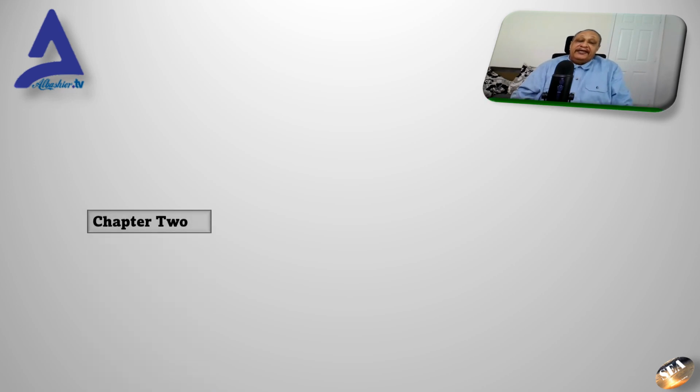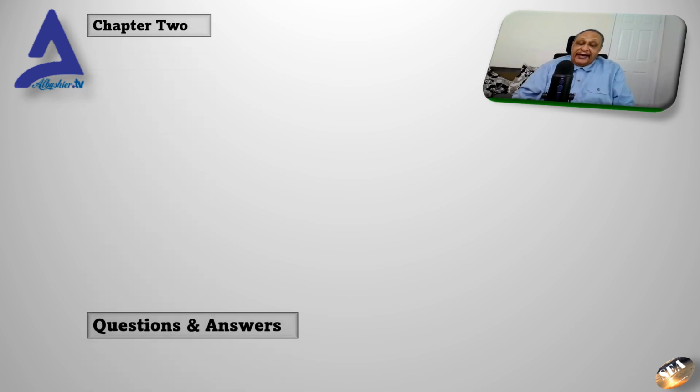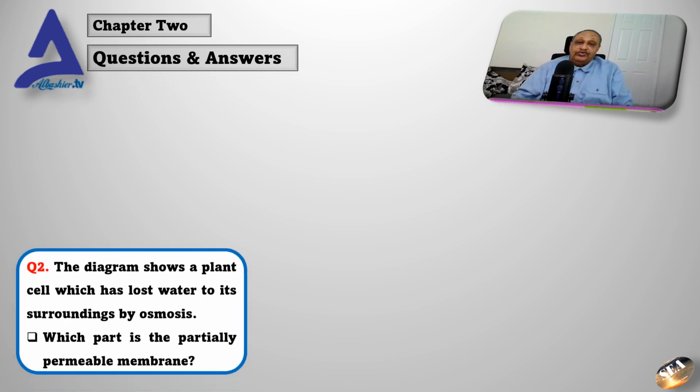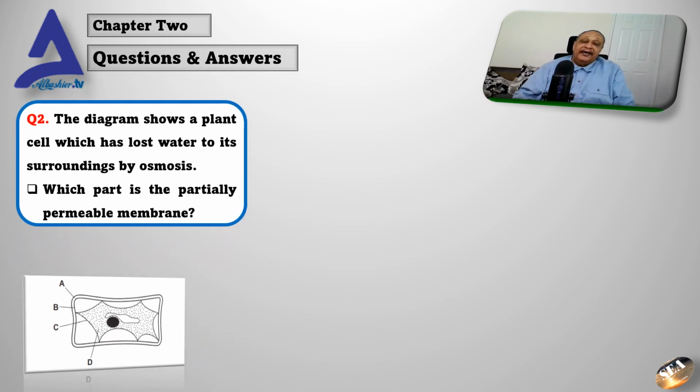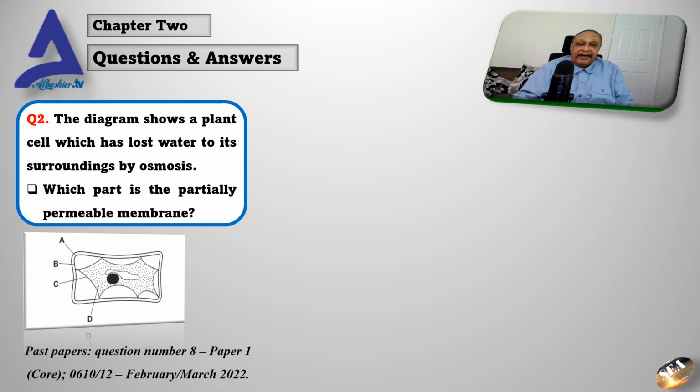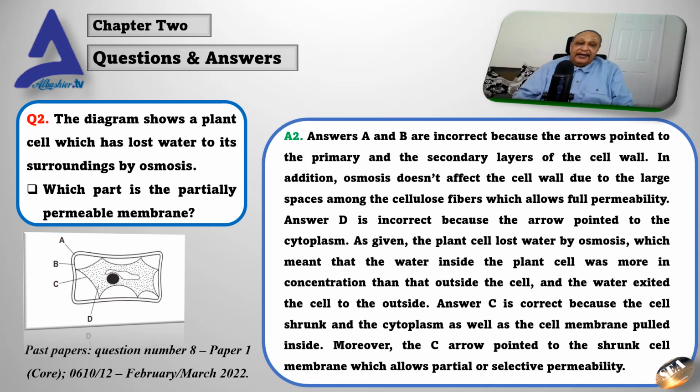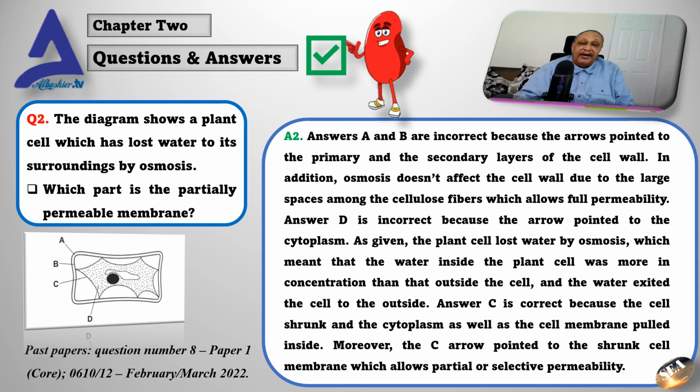The second question is about a diagram. There is a diagram here, and we have to know how to deal with this diagram. The question says the diagram shows a plant cell which has lost water to its surrounding by osmosis. What part of the cell is the partially permeable membrane? Actually, this one comes in February 28th, and it comes in paper 1 core.